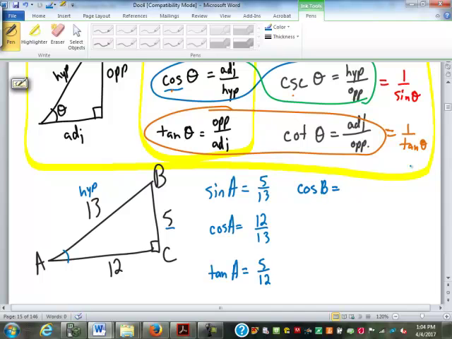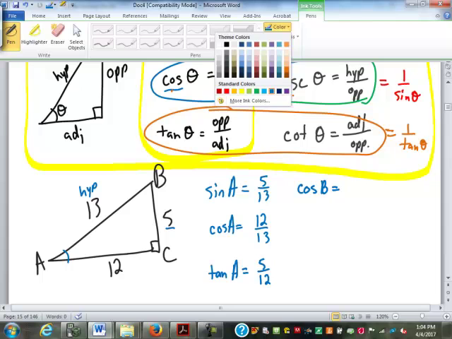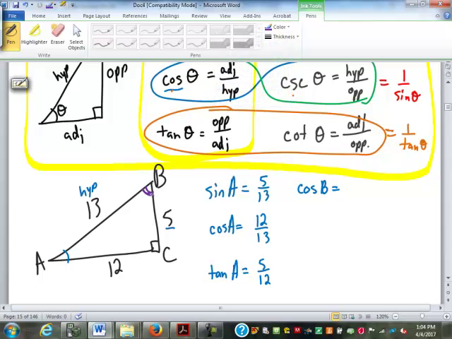What's the cosine of angle B? Now we're looking at angle B here. Cosine is adjacent over hypotenuse. If this is angle B, which side is adjacent to it? The 5 is next to it. It touches that angle. Remember I said when we switch angles, the adjacent and opposite sides switch spots. So this is now the adjacent side if I'm looking at angle B. So it's 5 over the hypotenuse, 13.